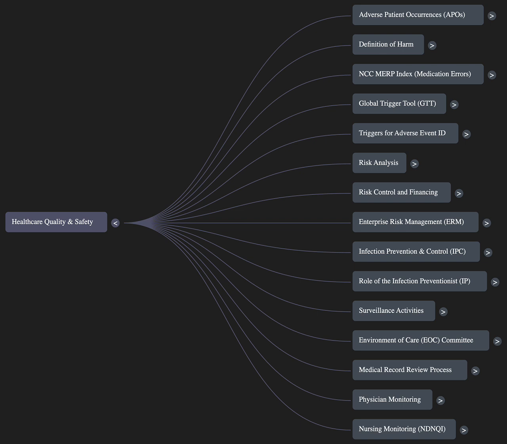And it sounds like this NCC-MERP index isn't static either. It's evolving. That's right. The 2024 update specifically addresses errors related to newer, more complex treatments, things like gene therapies. Those require very specific monitoring, right? Exactly. Very intricate requirements. So the index has adapted to account for those unique potential risks.